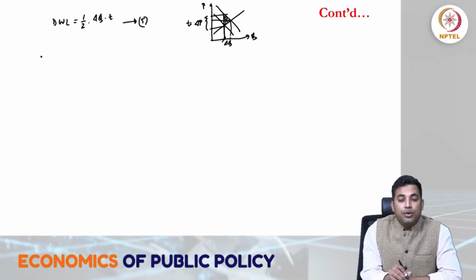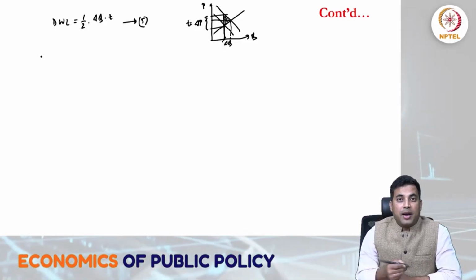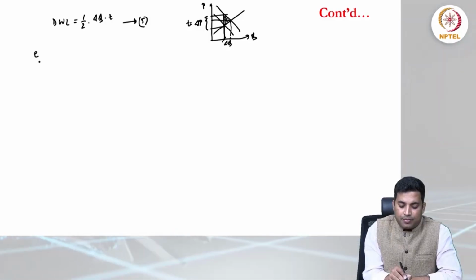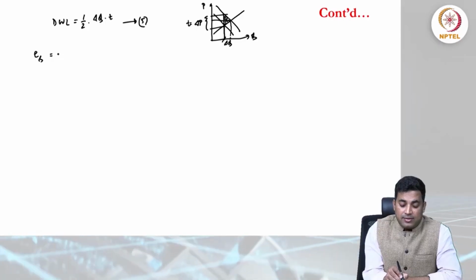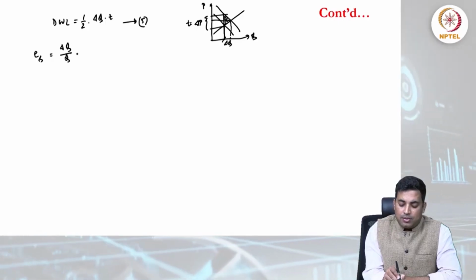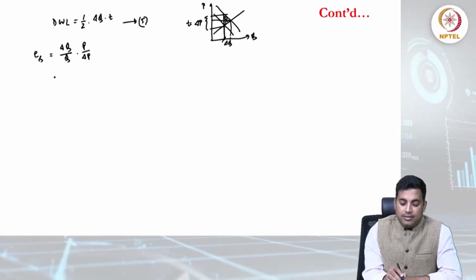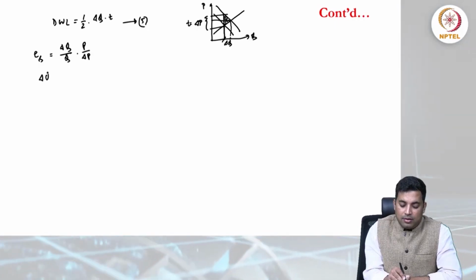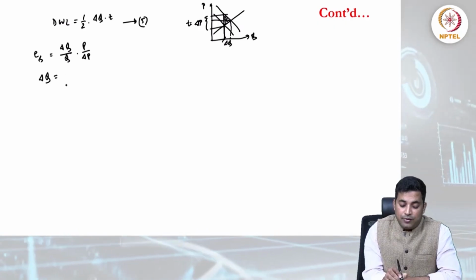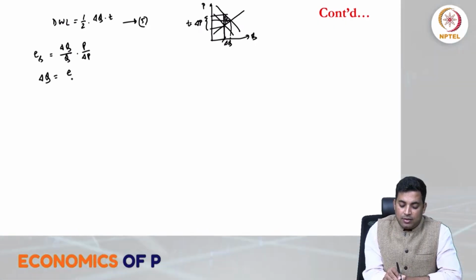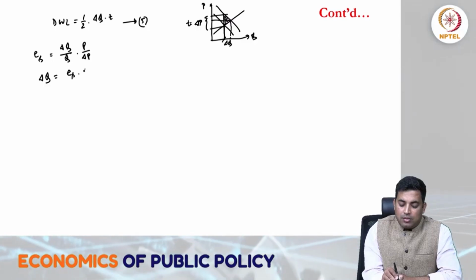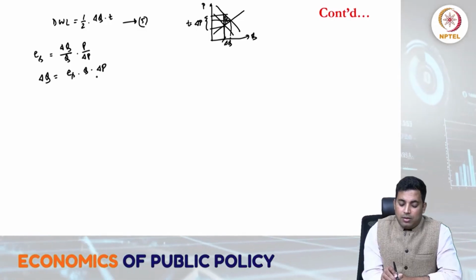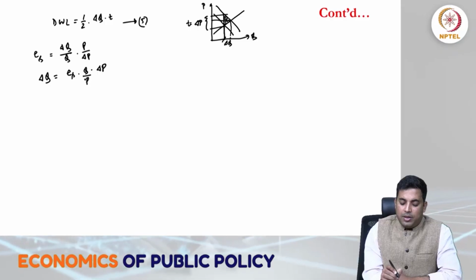Now we already know the relationship between the price, changes in the price, and the tax. So now let us calculate the price elasticity of supply, which is like this, the formula, and then we can get the delta Q value. Delta Q is E_S times delta P, and then Q by P here.